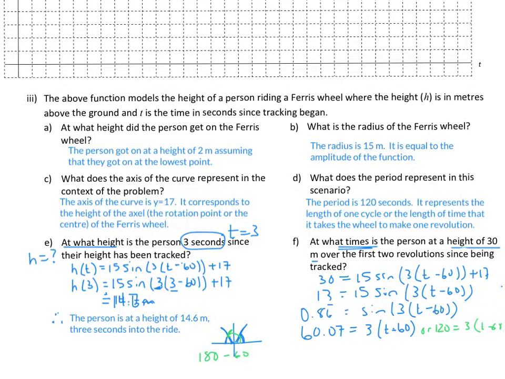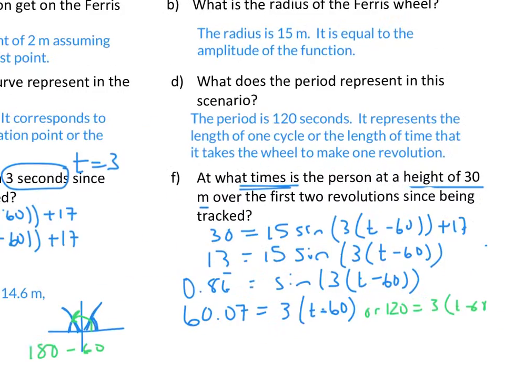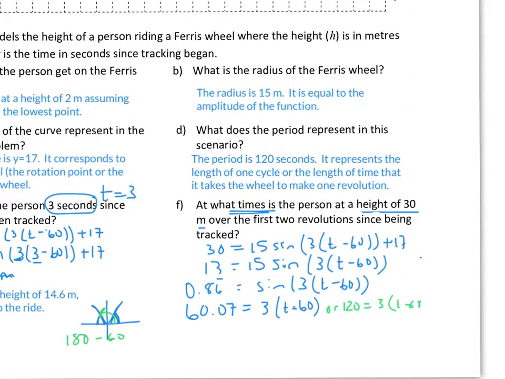Let me see if I can make that a little bit bigger so you can see that. So that should be a t minus 60 here. Okay, and then we're going to solve those for our t values. I'm going to divide both sides by 3. So I get 20.02 roughly, and that's equal to t minus 60. I'm going to add 60 to both sides, and I get 80. So t is equal to 80, which makes sense because we said that was a little bit more than 75.